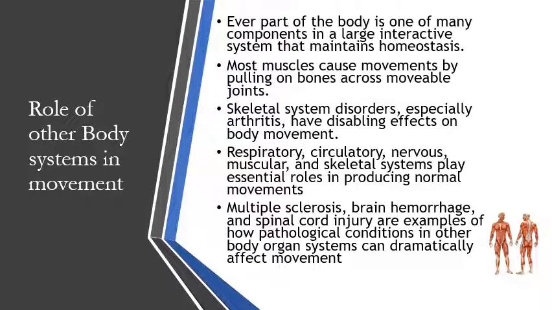So diseases like multiple sclerosis, a brain hemorrhage, spinal cord injuries, all are examples of pathological conditions that would affect these other body organs and would change our ability to move and be effective with it.